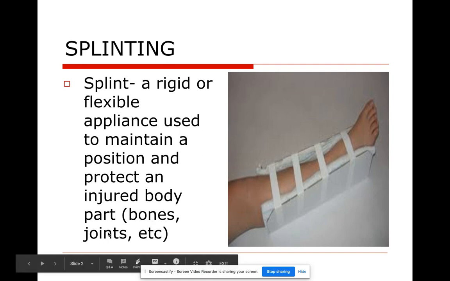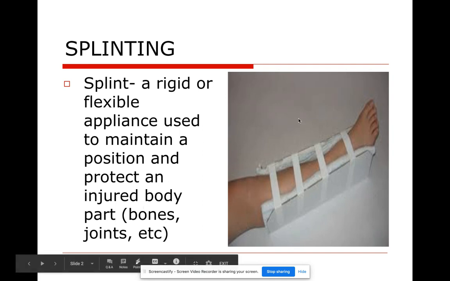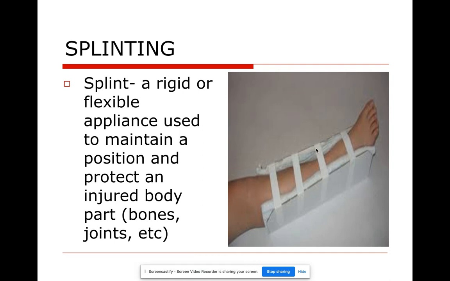Or let's say someone dislocates a joint, or the bones are not in the normal position of the joint. We will want to maintain a normal position and protect the injured area, that way the dislocation doesn't get any worse. In the picture, you could see that a splint here is made out of some cardboard and just some tape. Just based on the position of the splint, this person could have possibly fractured their tibia, maybe they fractured their fibula, or they could have dislocated their ankle. We really wouldn't know unless we did a full evaluation.